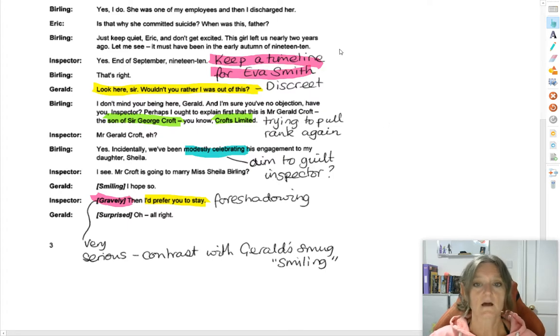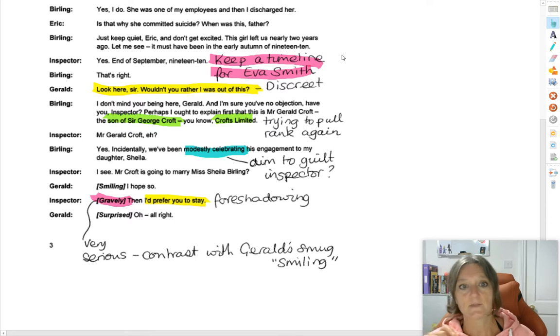So here's a little task that I would like you to do, perhaps in your exercise books. Keep a timeline of what happens to Eva Smith throughout the play. Her involvement in the play starts at the end of September 1910, about 18 months to two years ago.